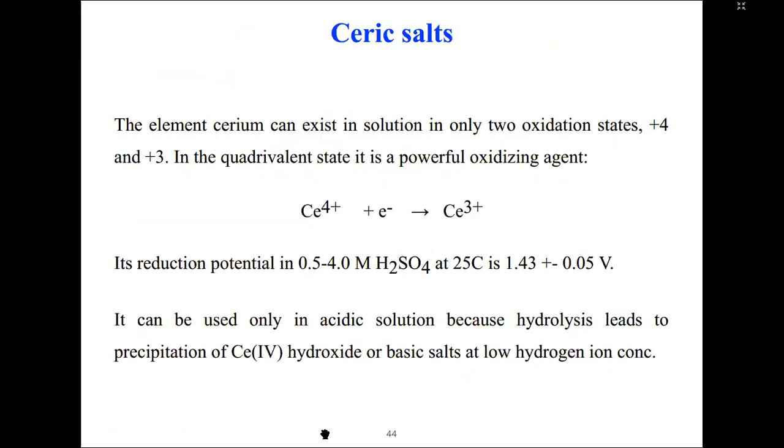Ceric salt. And this ceric salt is, again, very good. That's why we have to study it. Remember that cerium can only exist in 2 oxidation states. That's why it is helpful, because it is either +4 or +3. +4 is the oxidized form and +3 is the reduced form. And these are its E naught values at a given concentration of sulfuric acid. We have to work in acidic condition, because otherwise, if you work in basic condition, then it will form hydroxide.